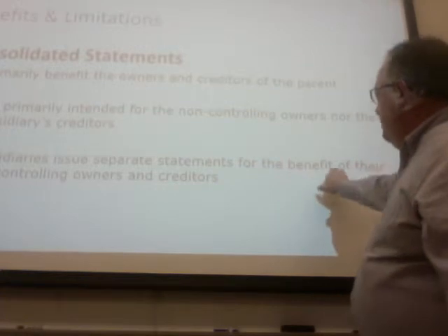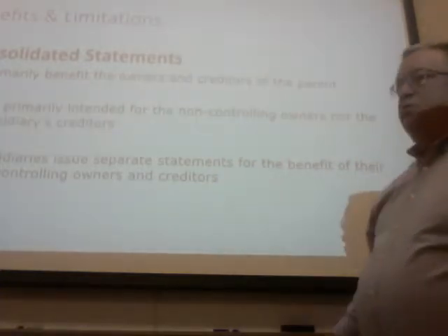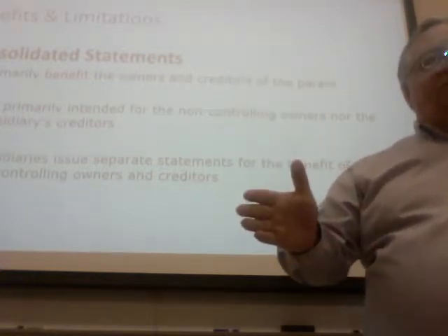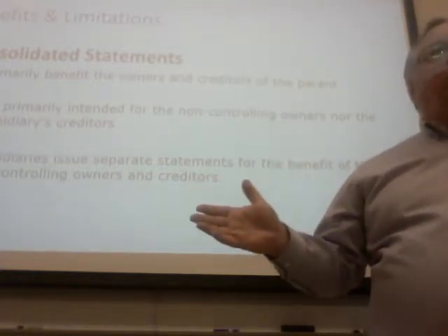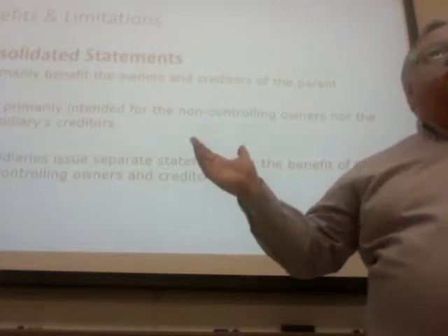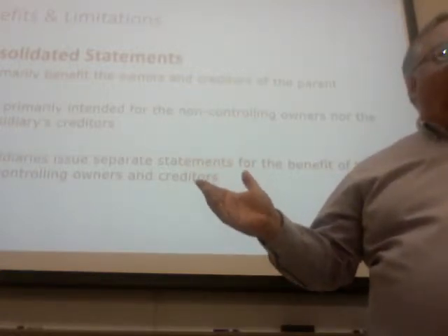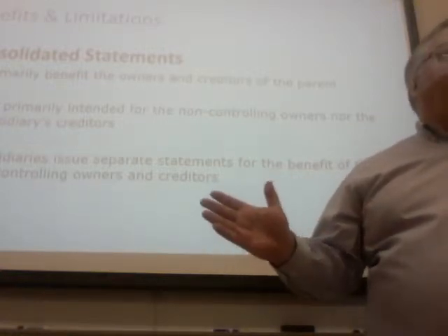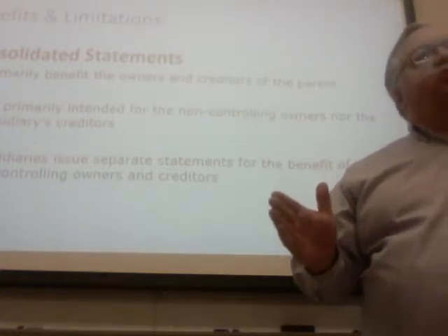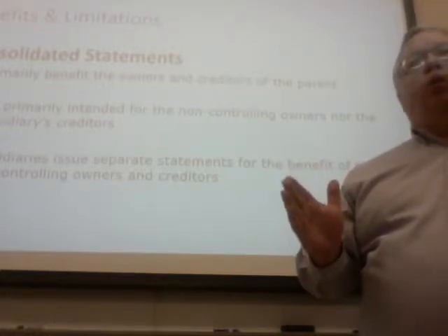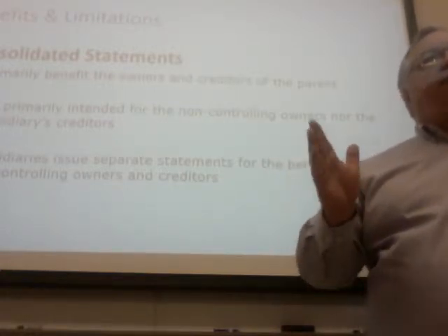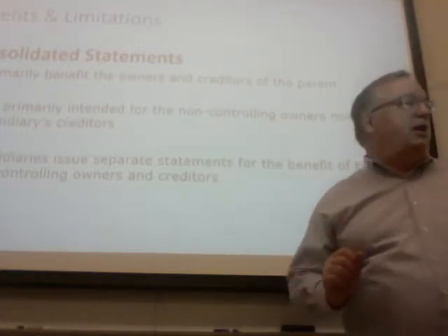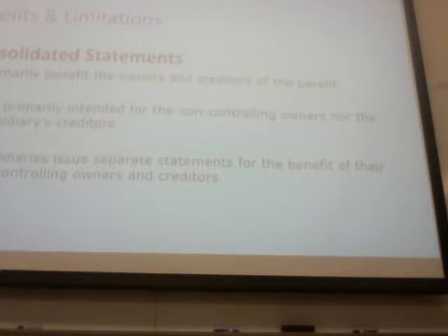Subsidiaries issue separate statements for the benefit of their non-controlling owners and creditors. A subsidiary may always present full GAAP financial statements of itself, and you simply say in the footnotes, we are a subsidiary of Payne Corporation. We're Sloan, we're a subsidiary of Payne Corporation. There's nothing wrong with that. Hey, we're a member of a consolidated group, but these are just our statements. So a subsidiary may always present their separate statements. A parent may not. A parent must consolidate all required subsidiaries.